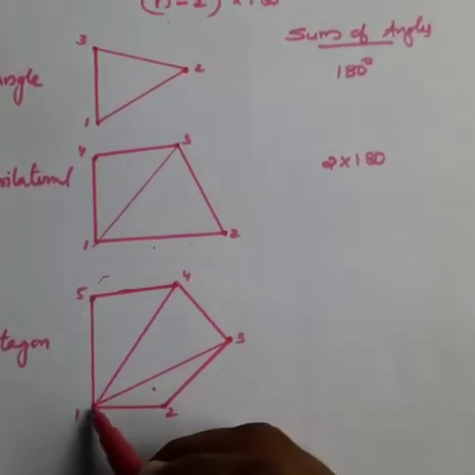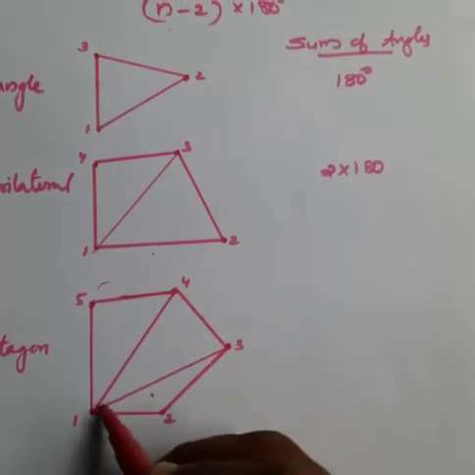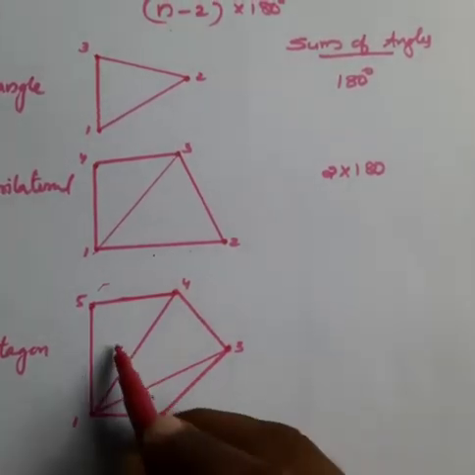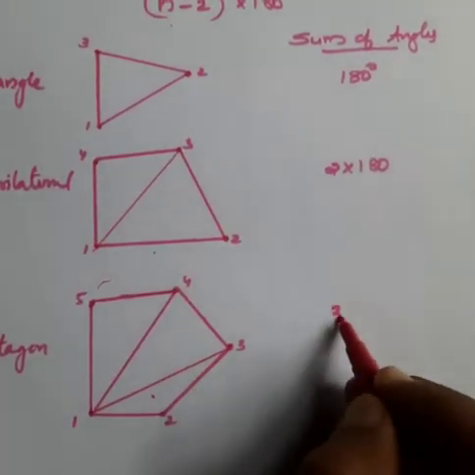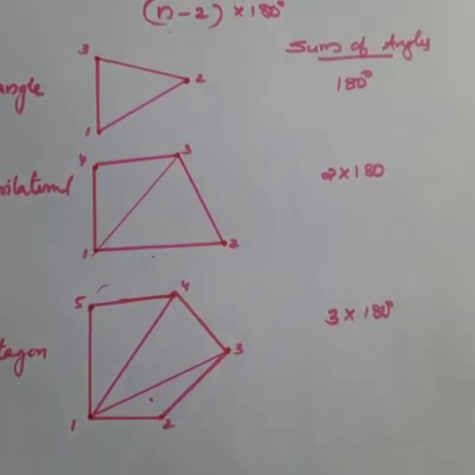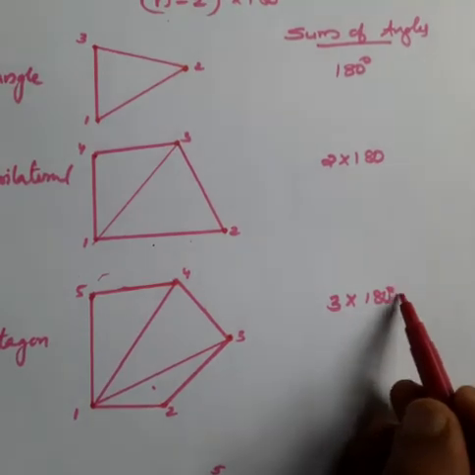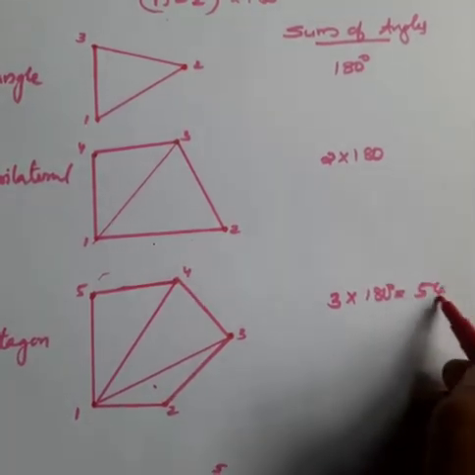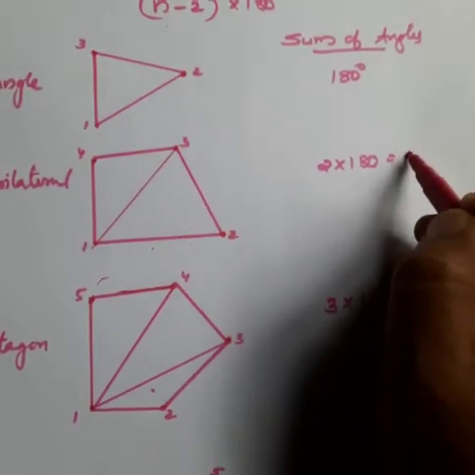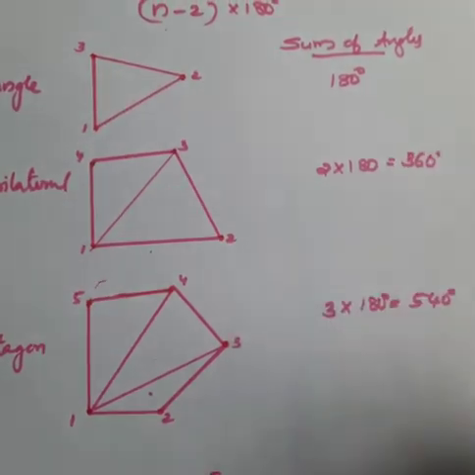So draw the line from vertex 1 to 4 and 1 to 3. So you got 3 triangles here. So 3 into 180. The pentagon should have 3 triangles. So 3 into 180, you should write down, you will get 540. 2 into 180, you will get 360.